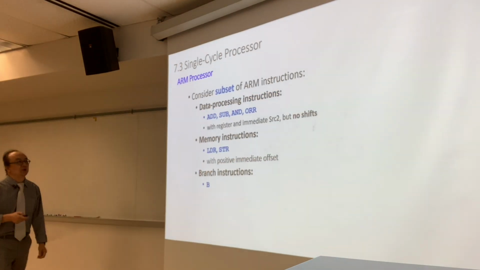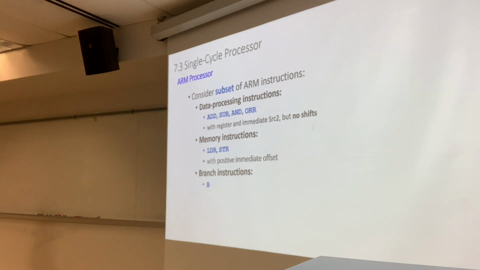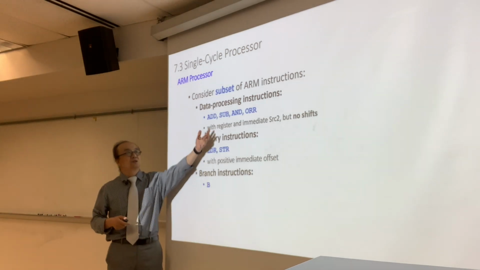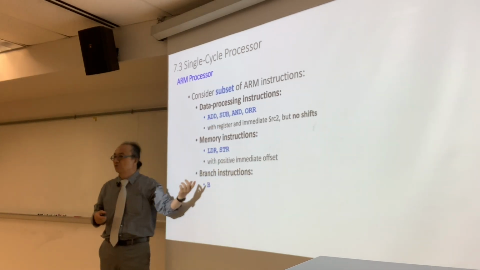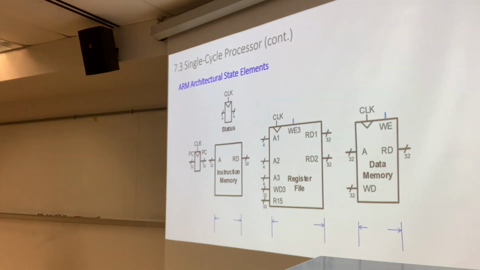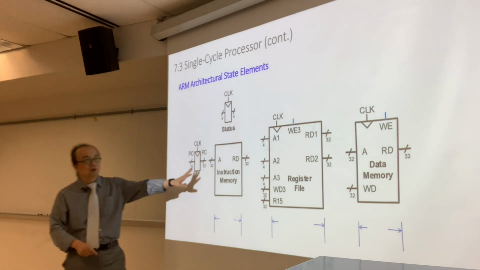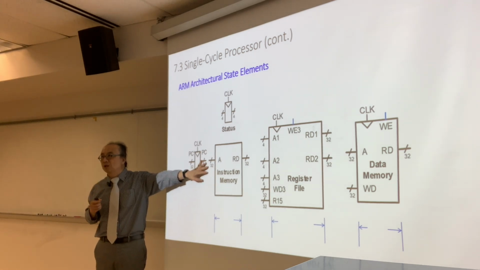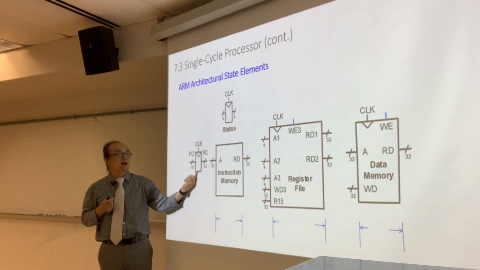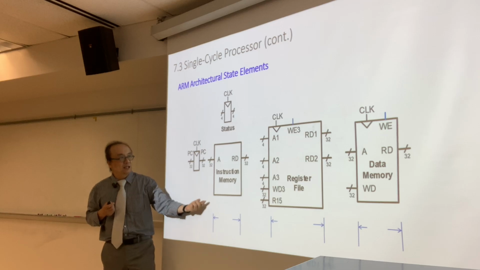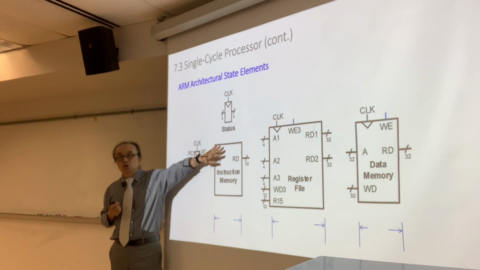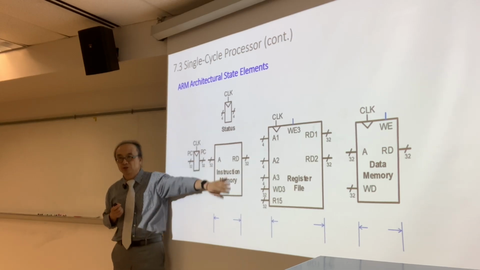For the ARM processor, we look at three different types: data processing instructions, memory instructions, and branch instructions. We're going to go through each instruction in a single cycle data path. These are the elements; you see them in your diagram, so you don't have to copy this down, just look at your diagram. First we have the clock, and the next one is the instruction memory. All of the instructions are stored in here.